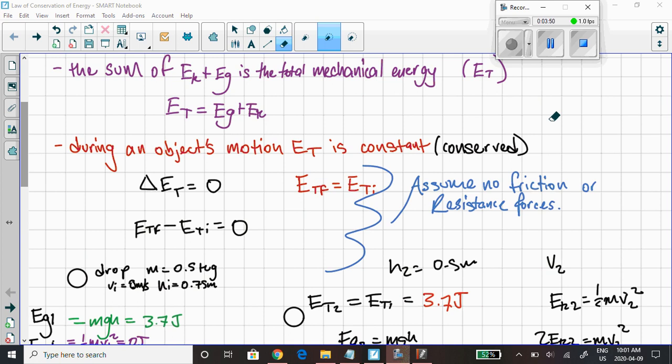Now, probably the best way to really understand the power of this equation, and the power of the equation for gravitational potential energy and the equation for kinetic energy, all three of these equations together, is through an example. So why don't we do an example?